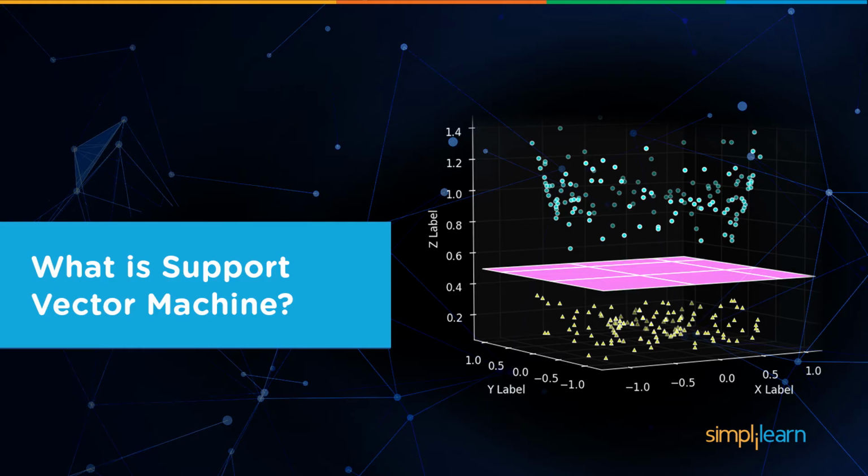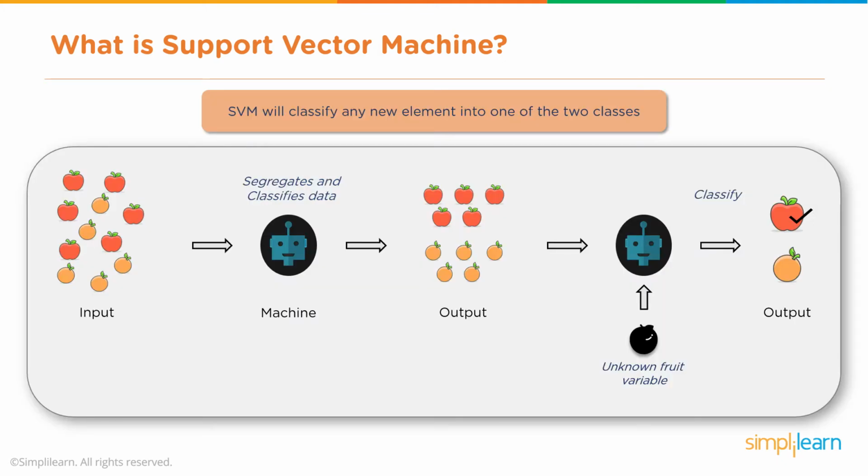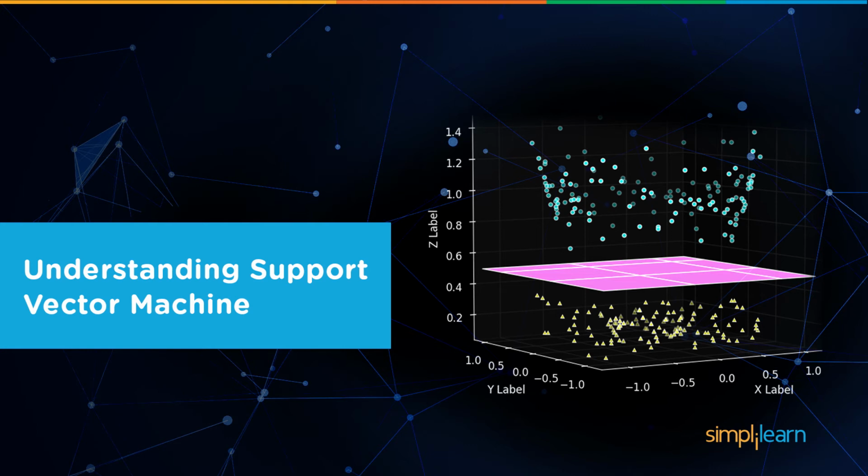So what is support vector machine? Support vector machine, or SVM, is a type of classification algorithm which classifies data based on its features. And SVM will classify any new element into one of those two classes. So we'll give it some inputs, the algorithm will segregate and classify the data, and then create the outputs. And next, when we ingest new data, an unknown fruit variable in this example, the algorithm will correctly classify the fruit, apple versus orange.